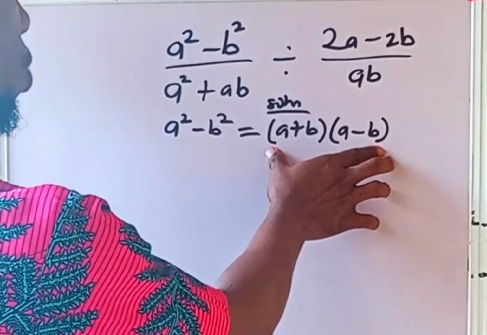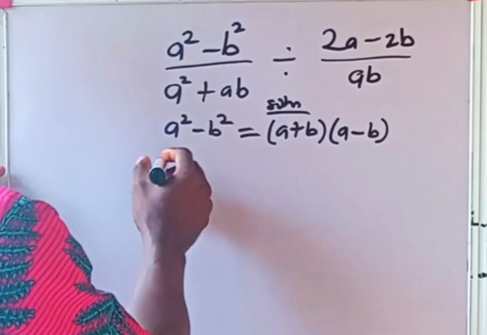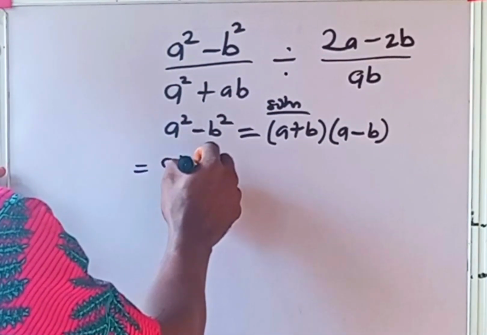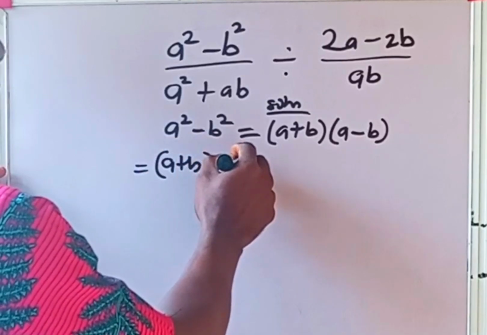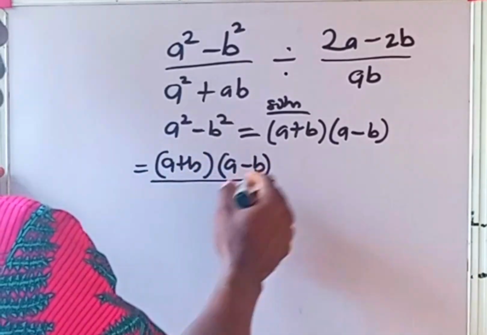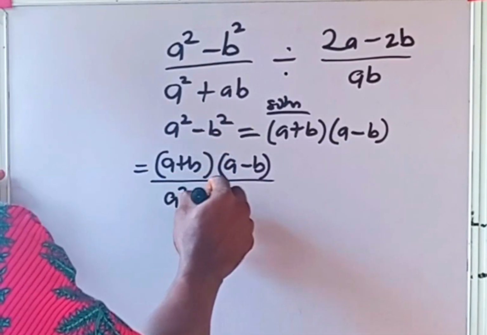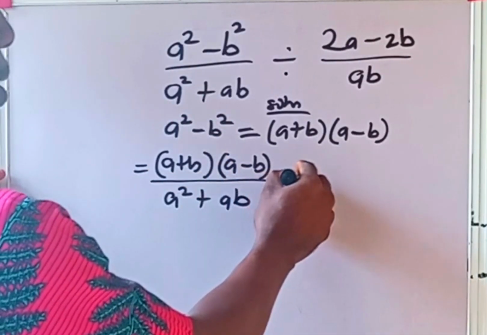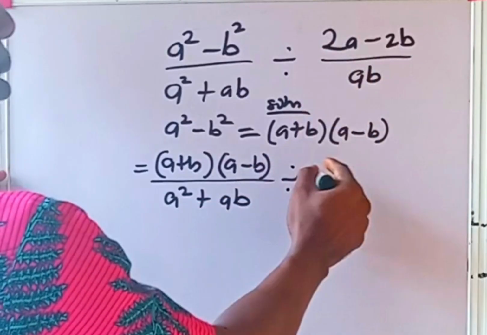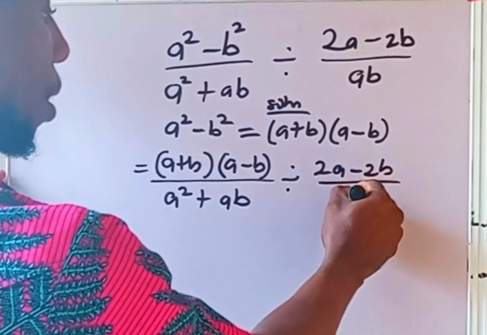So we are going to put this inside the equation, which is equal to what? (a + b)(a − b). All right. Over this guy here, a² + ab divided by our (2a − 2b) over ab.